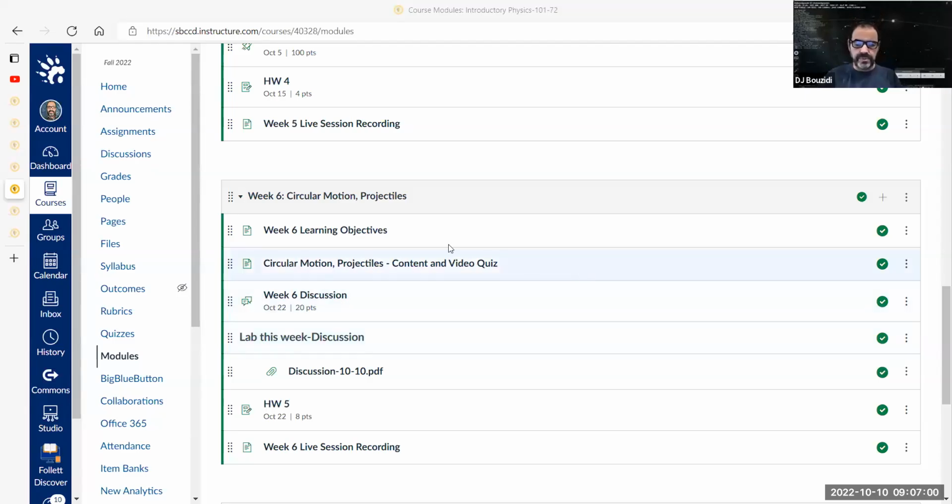So what we have this week, of course, we have the objectives and we have the two types of motion that we're talking about, namely the circular motion and the projectiles. There are a couple of videos in there. They're kind of short, basically combined. They're less than 20 minutes, so you should be able to go through them quickly. You have a quiz at the end.